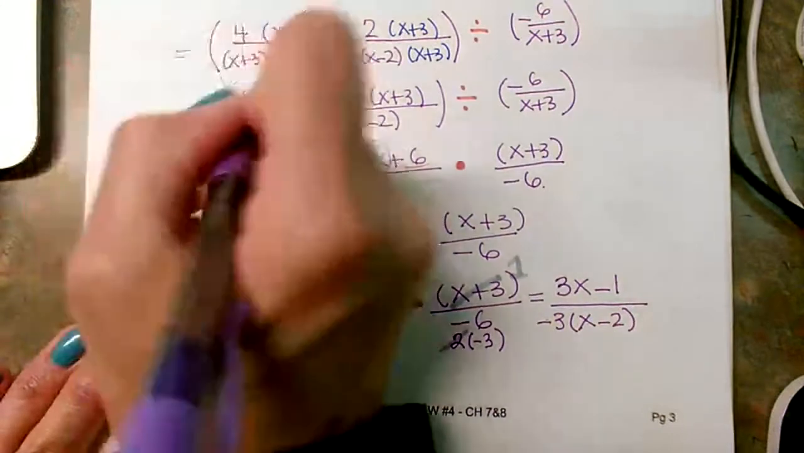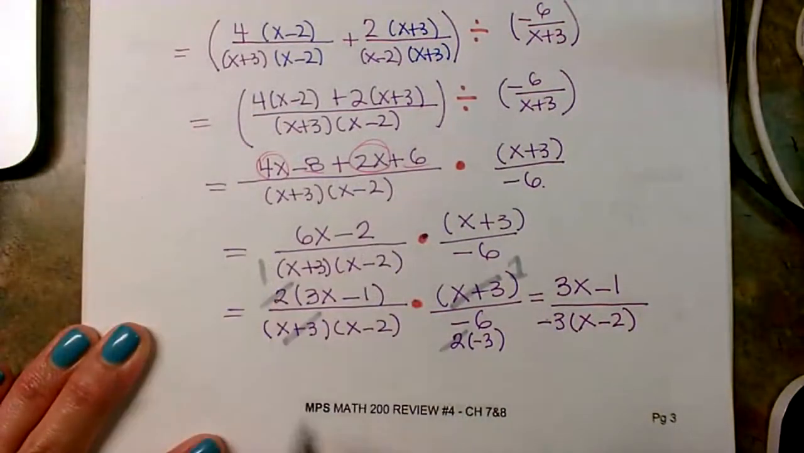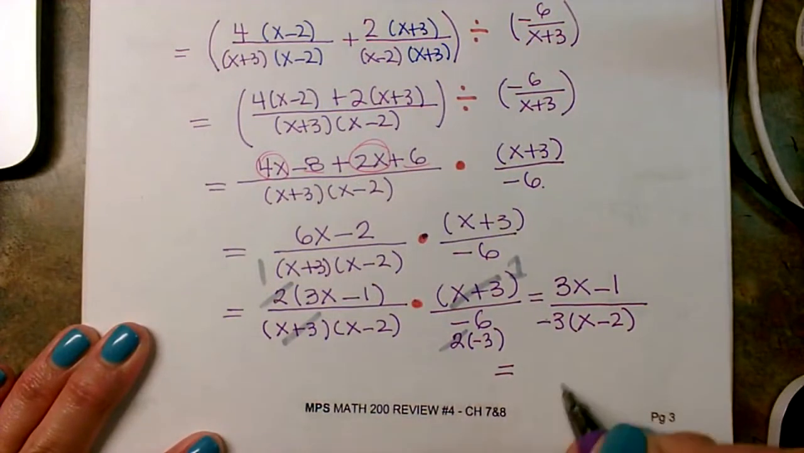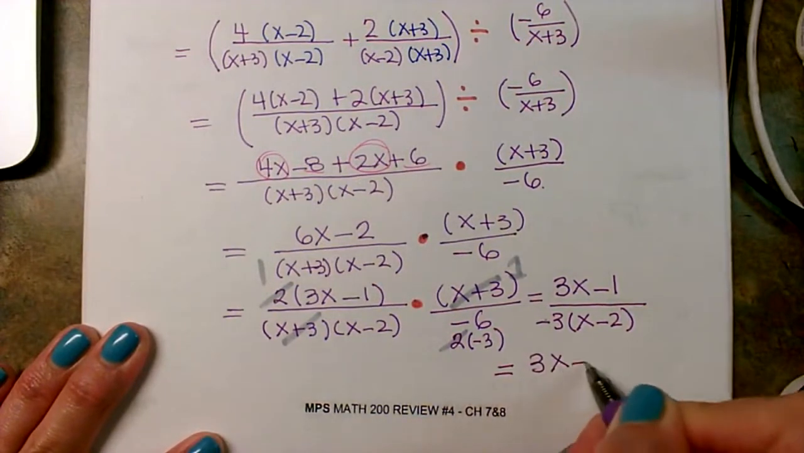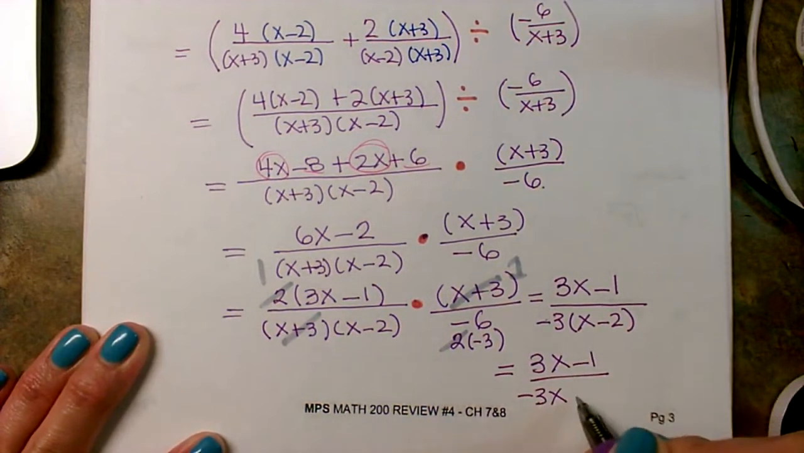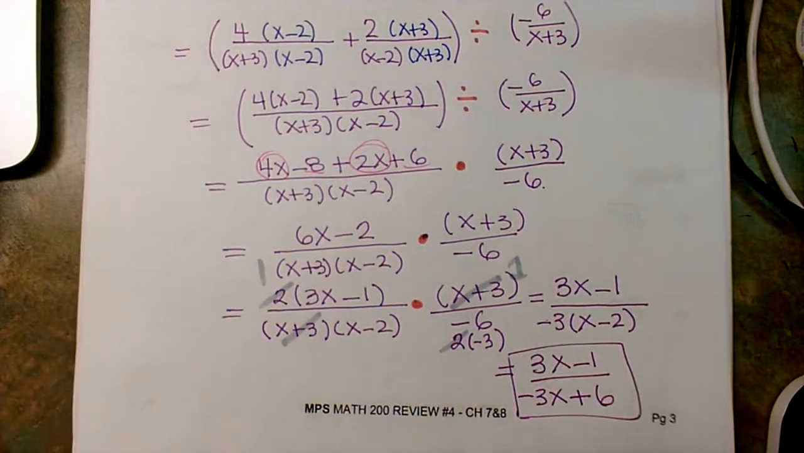Go ahead and distribute that. That will be negative 3x and positive 6. Okay?